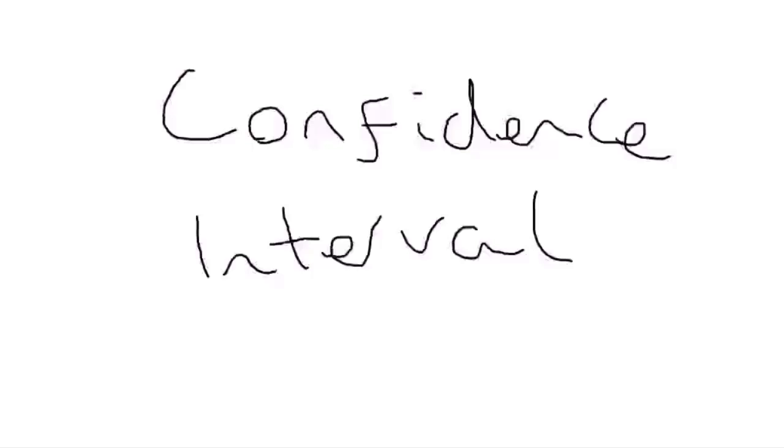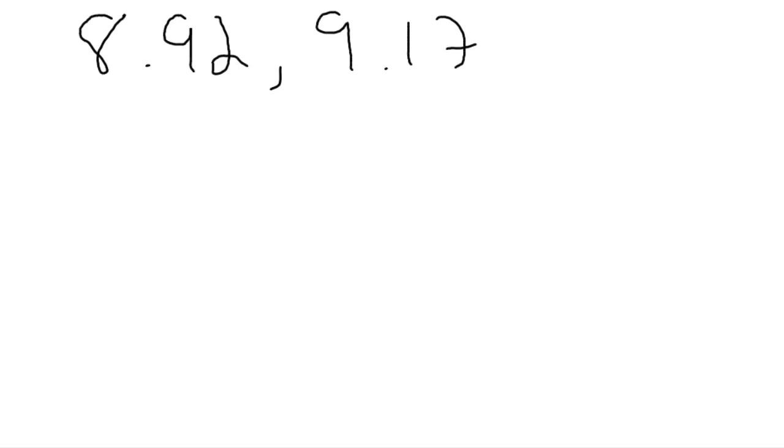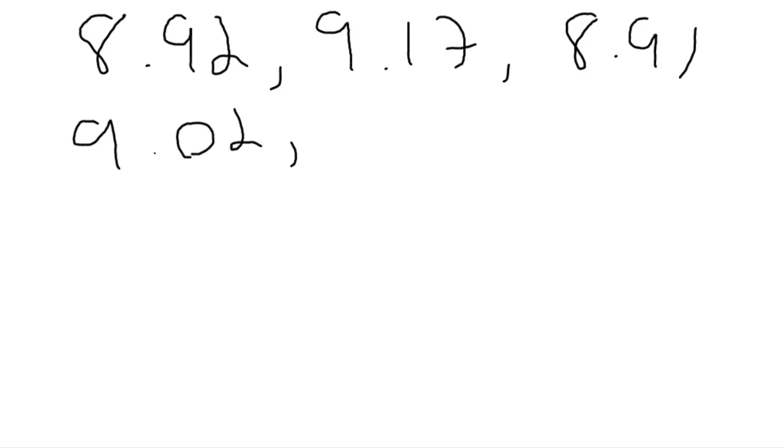So the way you calculate a confidence interval, if we have a series of numbers, let's say we're looking at milligrams per liter of calcium, and we have 5 values: 8.92, 9.17, 8.91, 9.02, and 9.16. The first thing you want to do if you have a set of data is state the number of observations, and you can just count them. So we know we have 5 in this case.